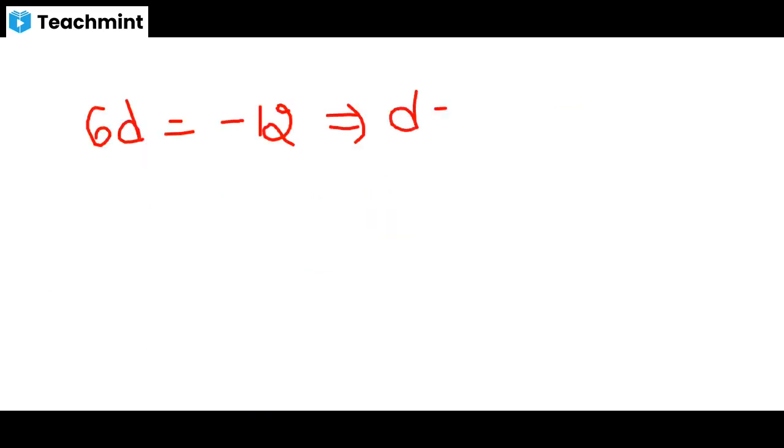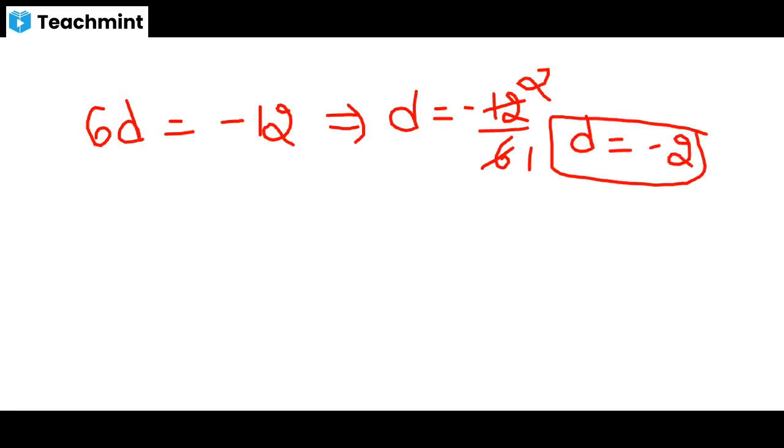D is equal to minus 12 by 6. 6 twos are 12, so what is it? Minus 2.